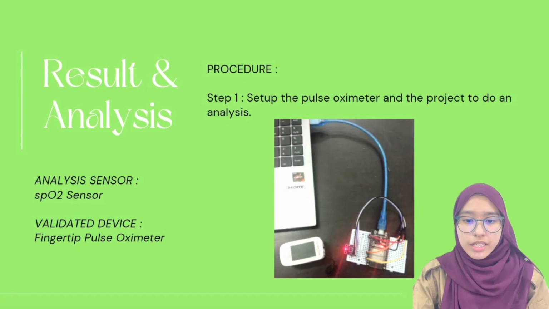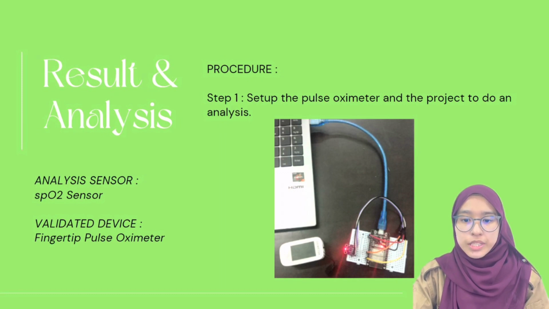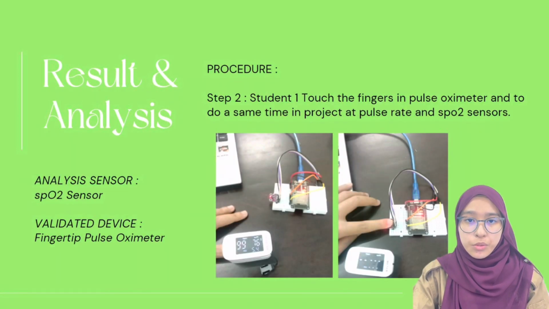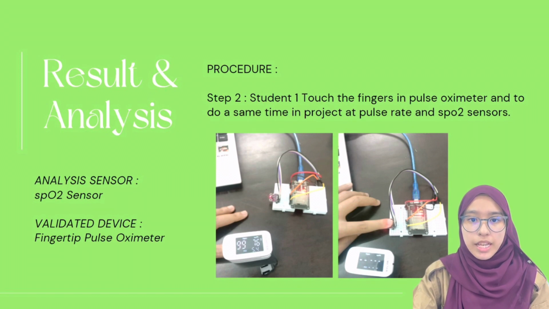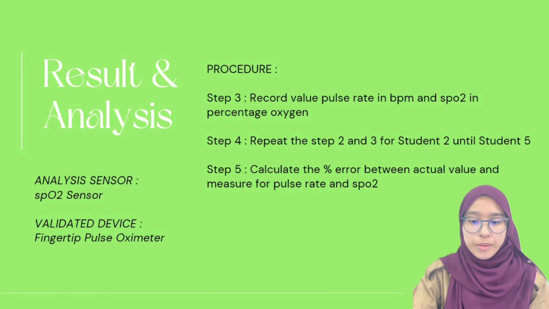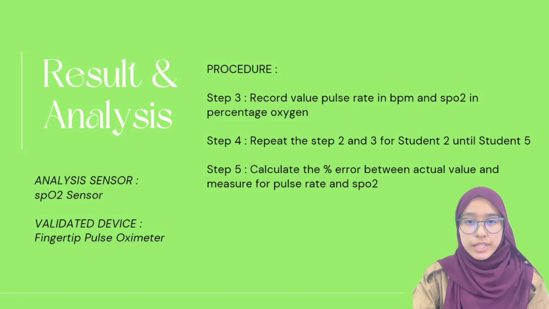Next, result and analysis for the SpO2 sensor. The validated device is a fingertip pulse oximeter. Procedure: Step 1, set up the pulse oximeter and the project to do an analysis. Step 2, student 1 touches the finger to the pulse oximeter and, at the same time, to the pulse rate and SpO2 sensor in the project. Step 3, record the pulse rate in BPM and SpO2 in oxygen percentage. Step 4, repeat steps 2 and 3 for student 2 until student 5. Step 5, calculate the percentage error between the actual value and the measured value for the pulse rate and SpO2.